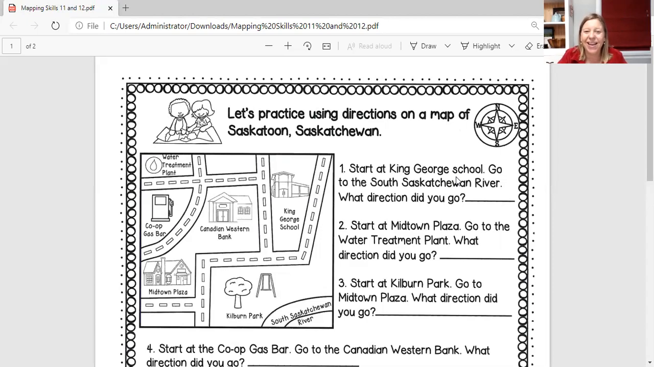Number 3, start at Kilburn Park. Did you find Kilburn Park? Go to Midtown Plaza. That's where you can go shopping. What direction did you go? Did you go north, east, south, or west? Not direct, but which is the one that makes the most sense?